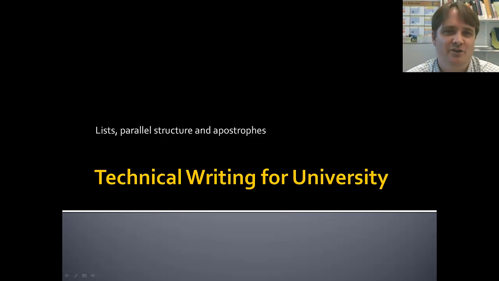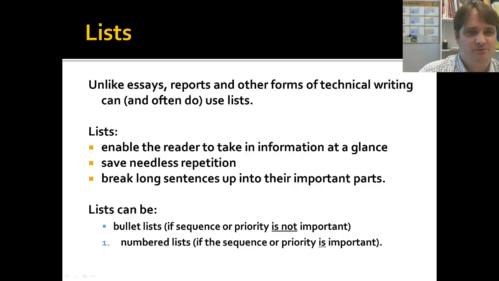This video is going to get down to some of the brass tacks of writing in an academic context, and we're going to be looking at a few specific things: lists and using parallel structure, and then deviating from that and looking at the use of apostrophes. Okay, so let's get going. So lists we'll start off with.